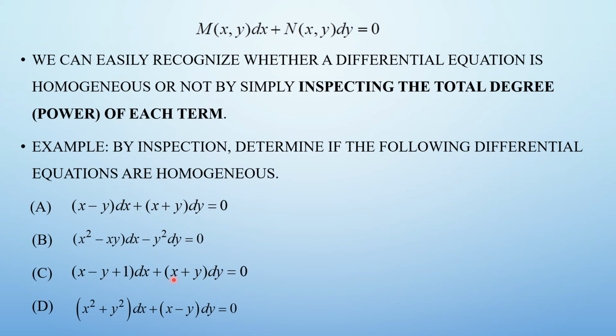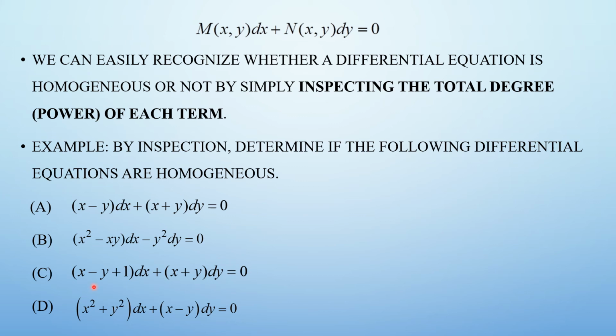For the function N, the total degree is 1 because the degree for the first term is 1, the degree for the second term is also 1, so N is a homogeneous function. Now, because M is not a homogeneous function, automatically this equation is not a homogeneous equation.